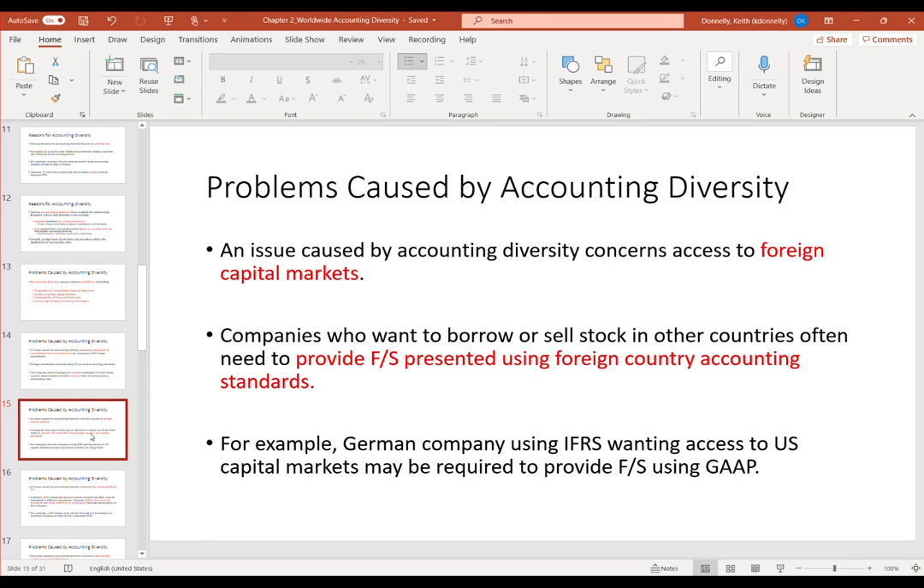So as I have here, right, companies who want to borrow or sell stock in other countries have to provide financial statements using those rules. So a German company using IFRS who wants to access the US capital markets, they could have to provide a financial statement using GAAP.